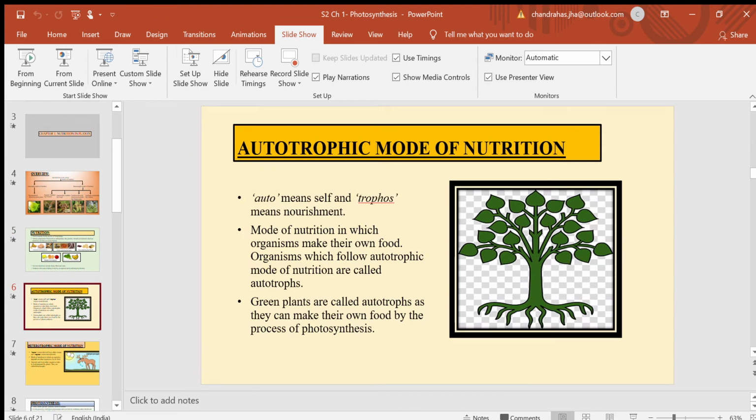Autotrophic mode of nutrition. Auto means self and trophos means nourishment. It is the mode of nutrition in which organisms make their own food. Organisms which follow autotrophic mode of nutrition are called autotrophs. Green plants are called autotrophs as they can make their own food by the process of synthesis.